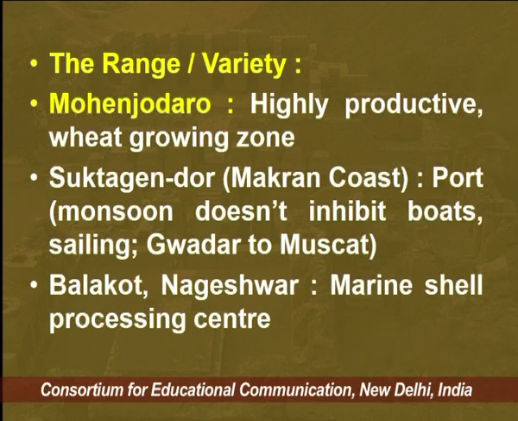You have Mohenjo-daro, very appropriate climatically. You have Sukta-Jandor, not at all appropriate climatically and from agricultural point of view, and yet we have this site, and we just got to know as to why Harappans could have been there because of navigational appropriateness. Similarly, we have Balakot, Nageshwar, these sites are important more than any other reasons.